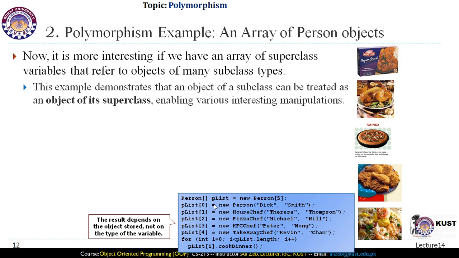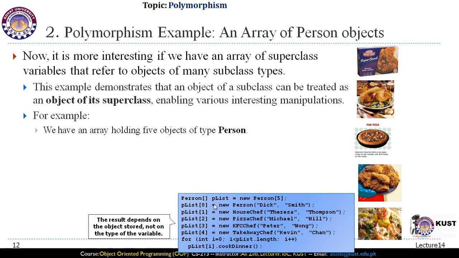This example demonstrates that an object of a subclass can be treated as an object of its superclass, enabling various interesting manipulations. And we'll see in the examples in the future that we can use an object of the subclass as an object of the superclass, but we cannot use an object of the superclass as an object of the subclass. The reverse is not true.